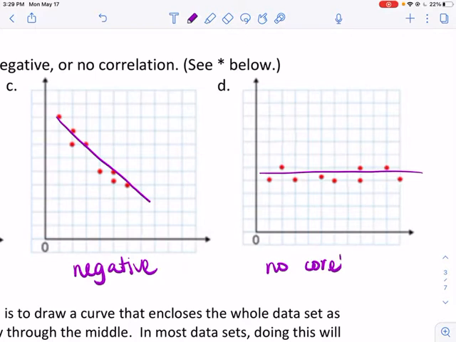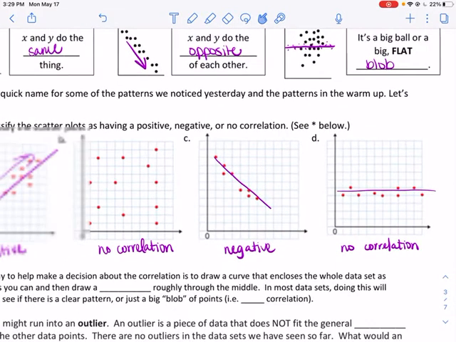I find it interesting that no correlation could look totally different. Like B and D are totally different things. But all we need to know is that they didn't generally go up or generally go down, so it's no correlation.